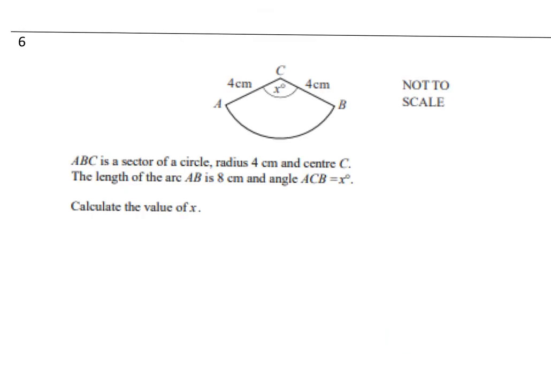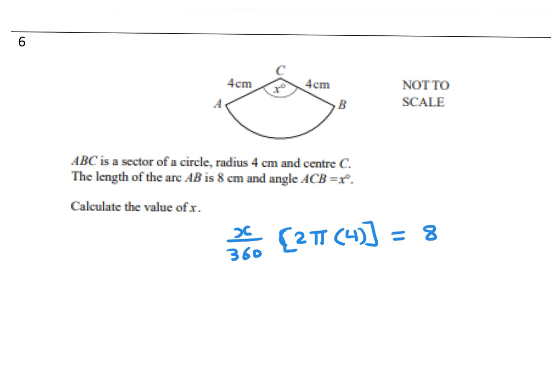Next, ABC is a sector with radius 4 and central angle x. The length of the arc equals 8. How to find the angle x? Sir, it's x over 360 times 2 pi r. Am I right? Times the circumference. Equals what?